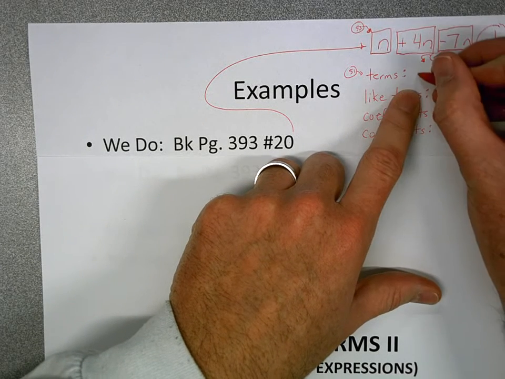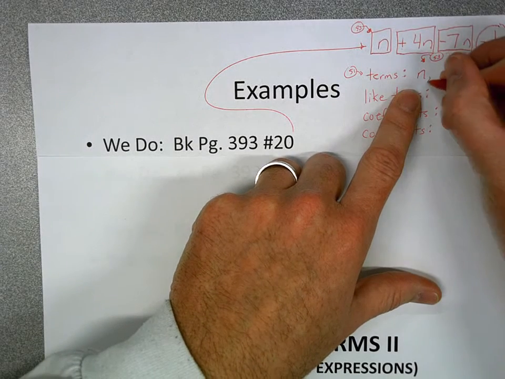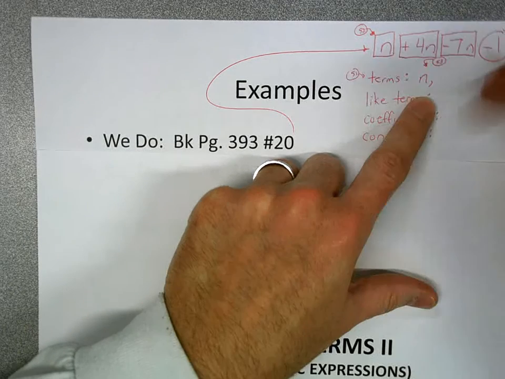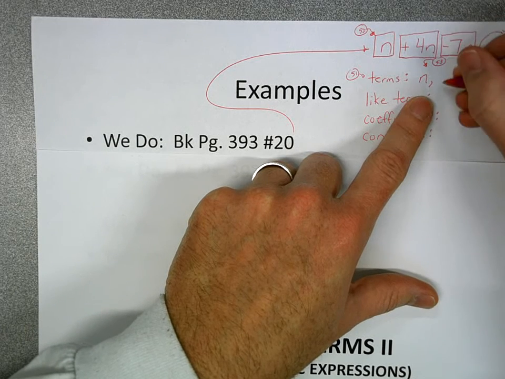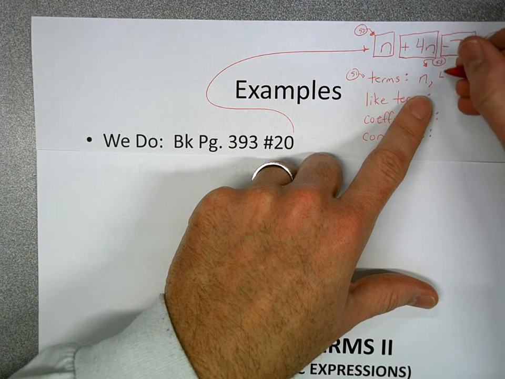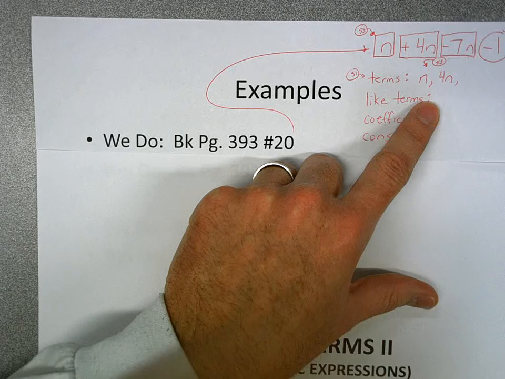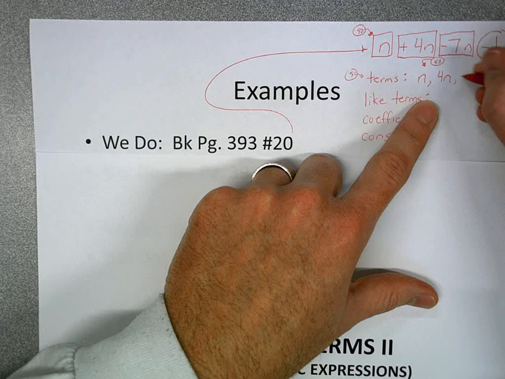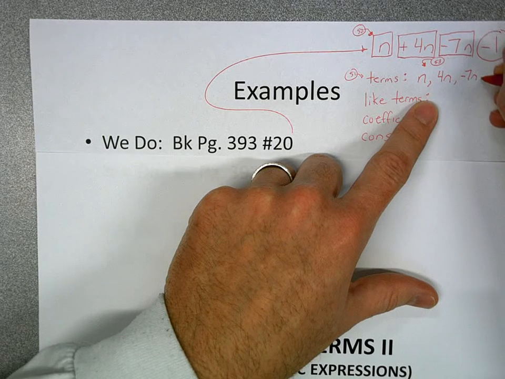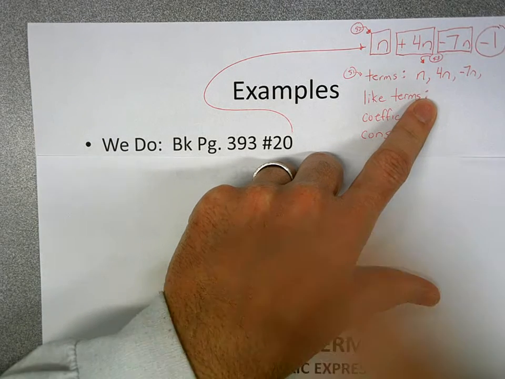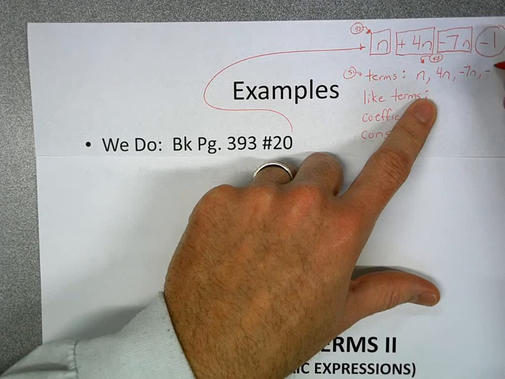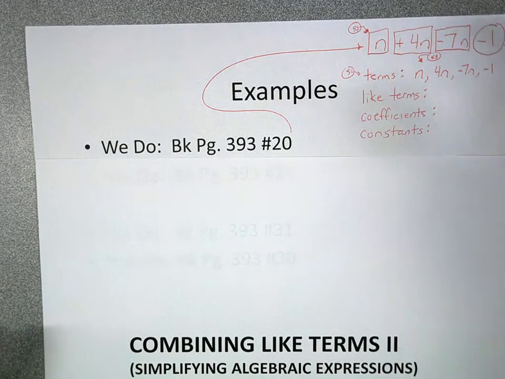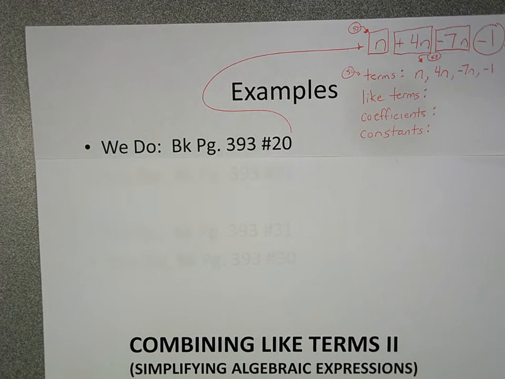So the first term is n. If you put 1n, that's fine. The next term is positive 4n. I could put the positive if I want, or just put 4n since that's implying that it's positive. The negative 7n, comma, and the negative 1 is a term as well. So all I did was list everything I just identified.